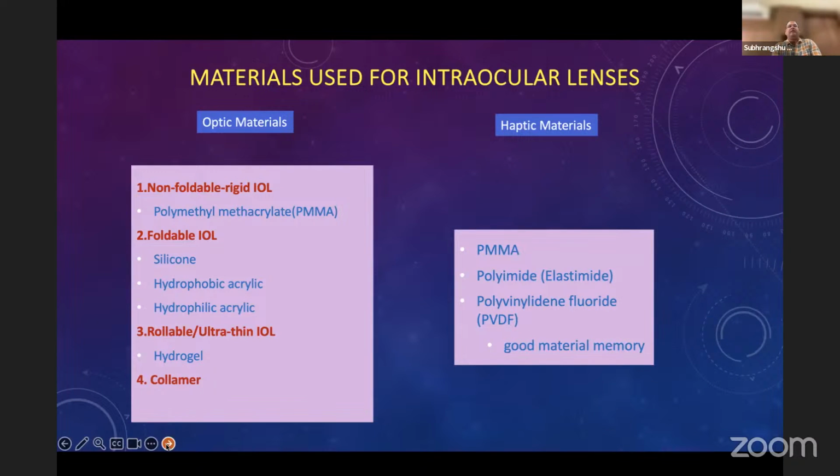As far as the optic materials are concerned, we have the rigid material, polymethyl methacrylate. For foldable IOLs, we have silicone, hydrophobic acrylic and the hydrophilic acrylic material. Then we have rollable or ultra-thin IOLs made of hydrogel. We have Collamer material as well. For haptics, substances like PMMA, polyimide, and polyvinylidene fluoride, which is called PVDF, are used.